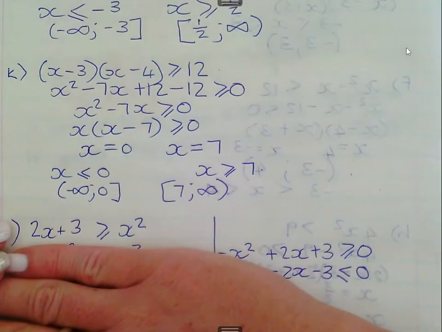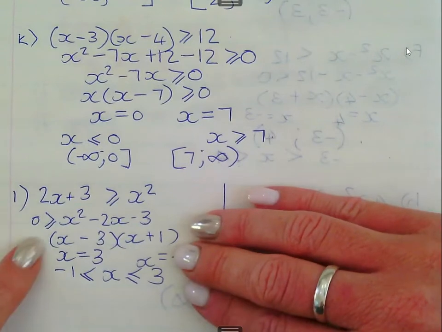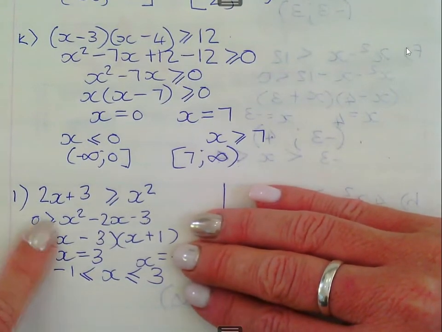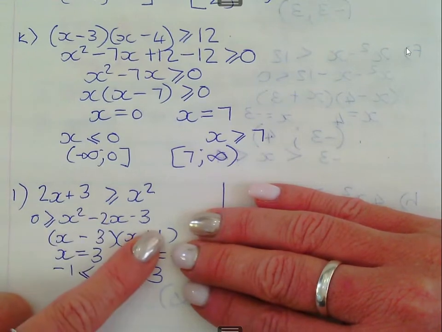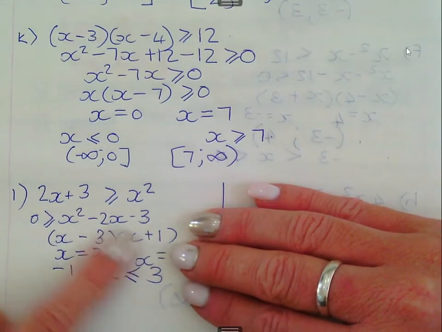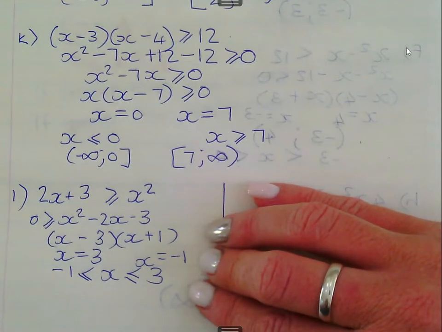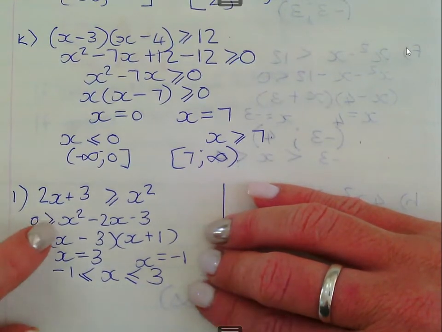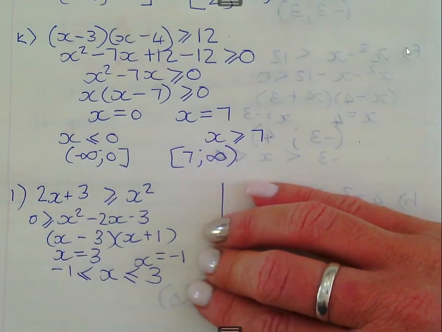L. Okay, I have to get everything on the same side. I did it in two ways. Let me first show you this way. So what I did is I took the 2x over, it became minus 2x. I took the 3 over, it became minus 3. Then I factorize it. I get my two 0 points. It's 3 and negative 1. That is standard form, before I factorize. The question is asking smaller than. That's how I know it's in between the two 0 points.